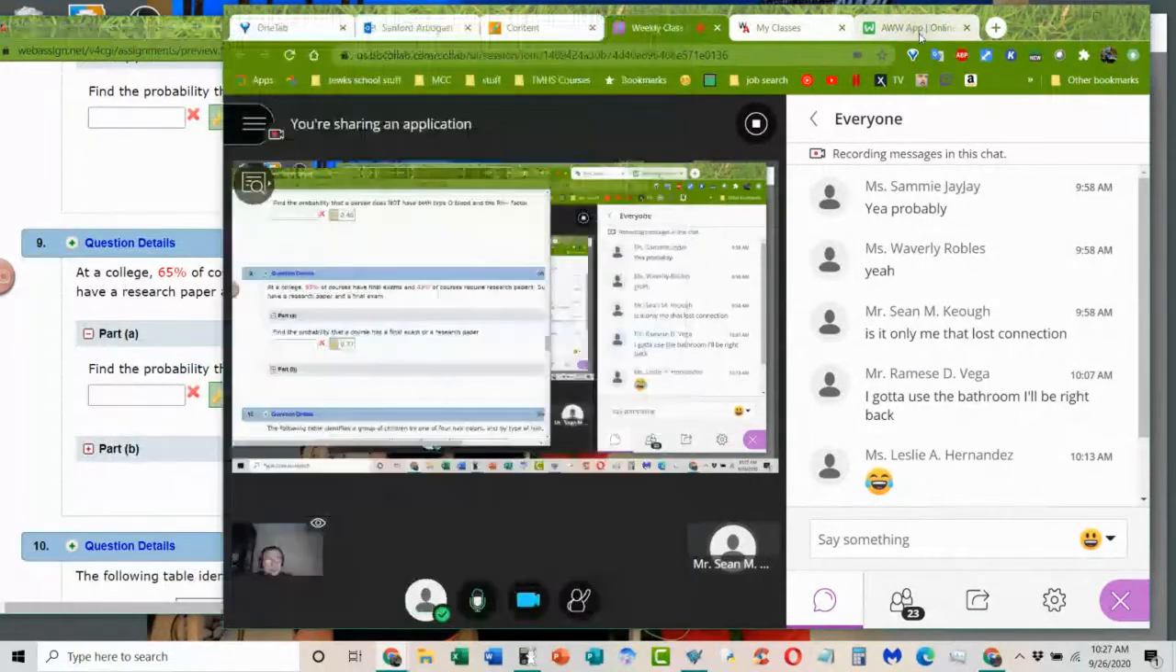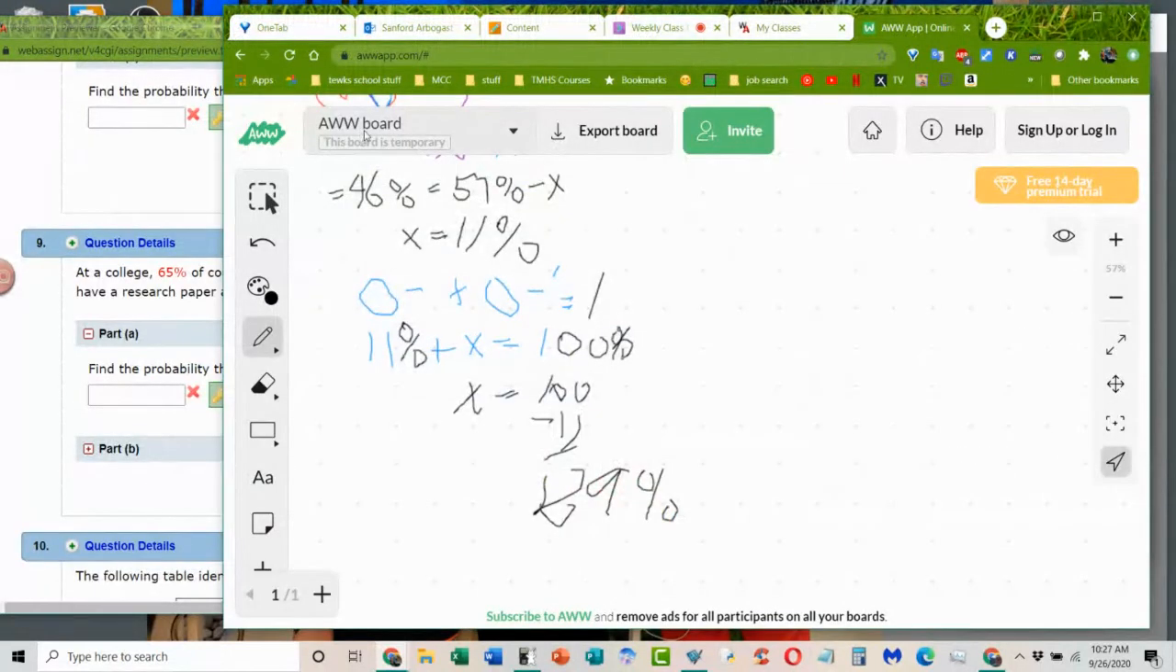I'm going to save this because I like the board. Cool. I can even export it. I can save it. Cool. I like this. It's free. And remove ads for all participants for all your boards.